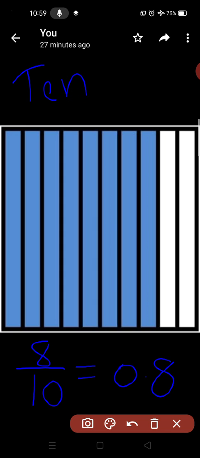Next, out of 10, how many are colored here? 1, 2, 3, 4, 5, 6, 7, 8. So simply we can denote it by 8 by 10 as a fraction or 0.8 as a decimal. Okay, this is about the tenths grid. T E N T H S, tenths, which means 1 by 10. Okay.